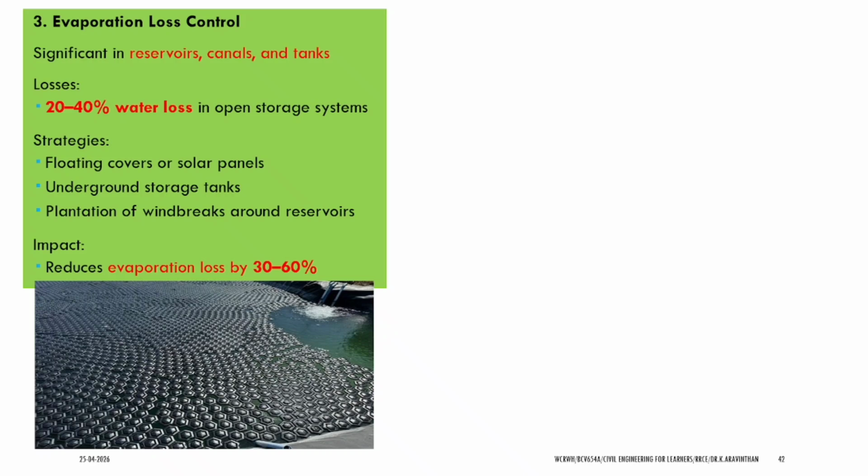Next thing, evaporation loss. We know that when we store water in reservoirs, open land, tanks, lakes, etc., nearly 30 to 40 percent of water is lost due to evaporation. How we can reduce that evaporation is with floating covers or solar panels. These can be floated above the reservoir. This reduces evaporation loss by 30 to 60 percent, and you can conserve the water.